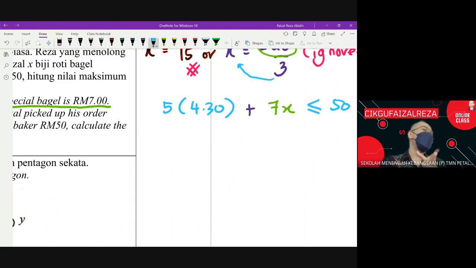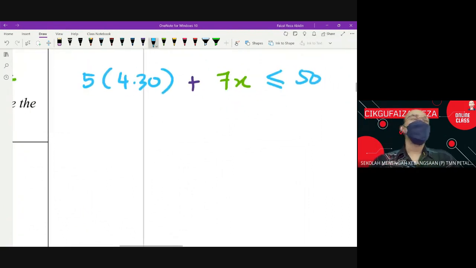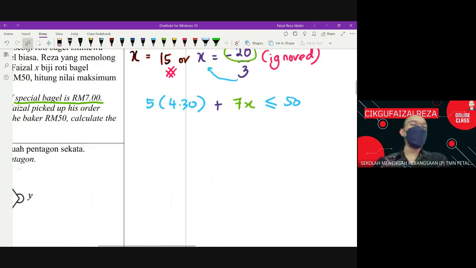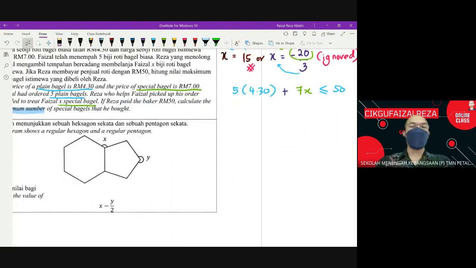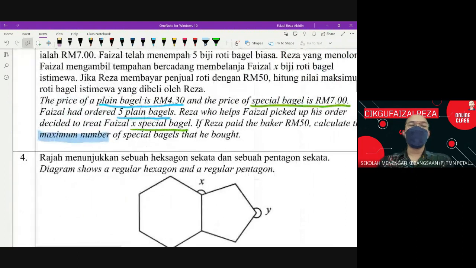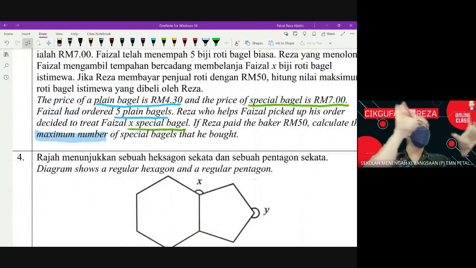Did you ever hear, practice makes perfect? Now, if you relate back, over here, he bought 5 plain bagels, 4 ringgit and 30 cents each.